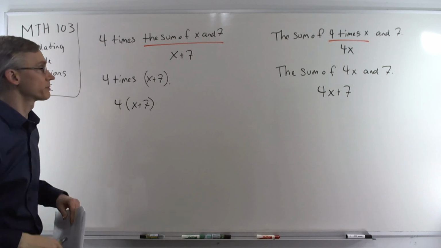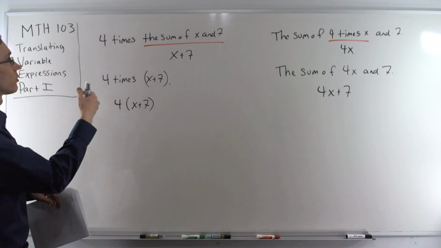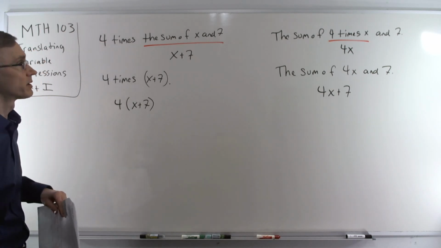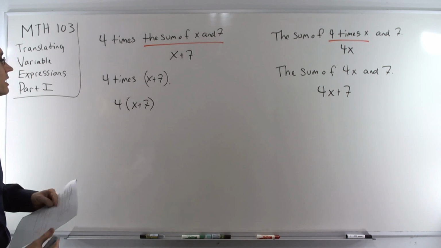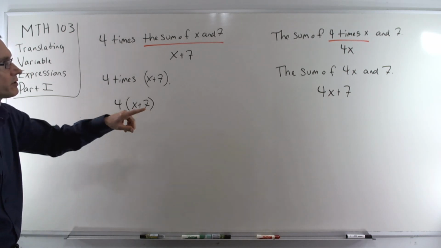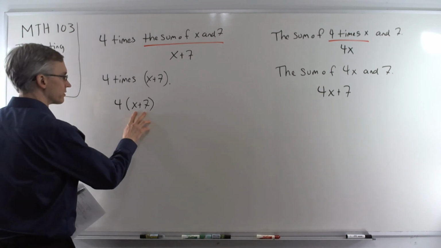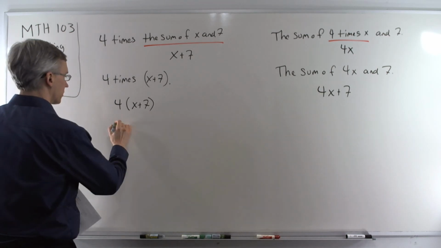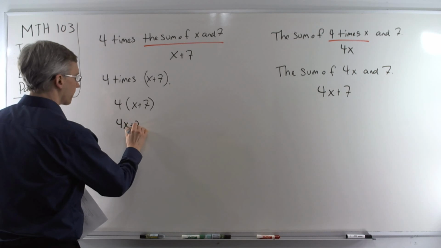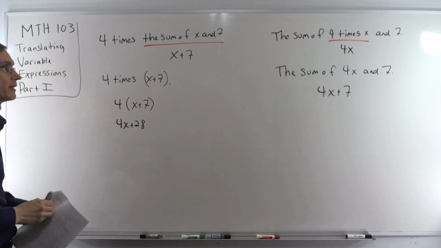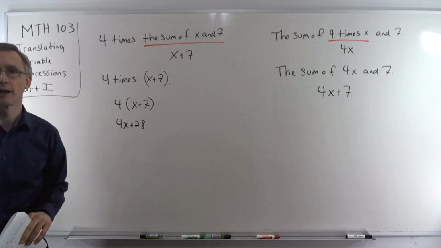Now both of these descriptions have nearly identical words. They're just in a little bit different order. As you can see, we come up with two very different expressions because if we distribute into these parentheses, we get 4x plus 28 instead of 4x plus 7 on the right.